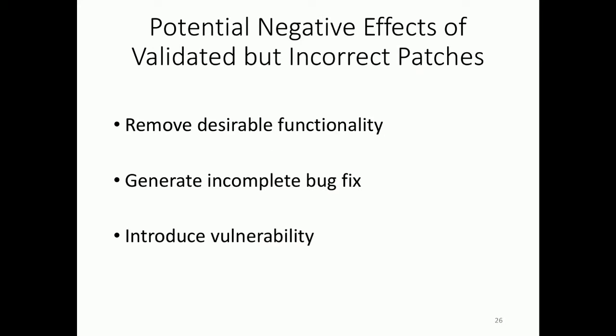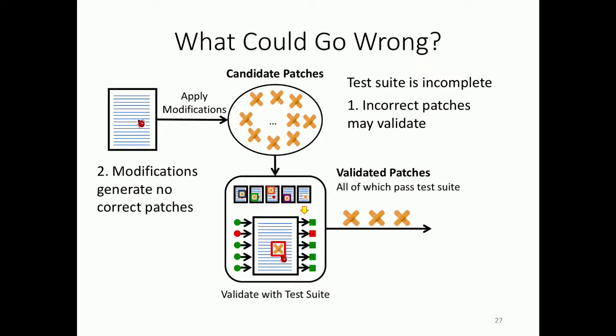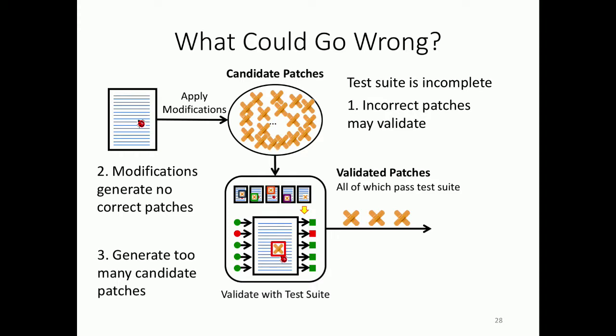Such negative effects may include, for example, removal of a functionality if the functionality is not protected by test cases, or introducing new vulnerabilities into the program. So this is one possibility where this framework could go wrong. Another possibility is that if the modifications we apply generate no useful patches, we operate on a search space that contains nothing useful, so there's no chance we can get a useful result in the end. Alternatively, if the modifications generate too many candidate patches, then at the validation stage we will have scalability issues, and we may run out of time budget to find useful results, even if they're inside the search space we have.